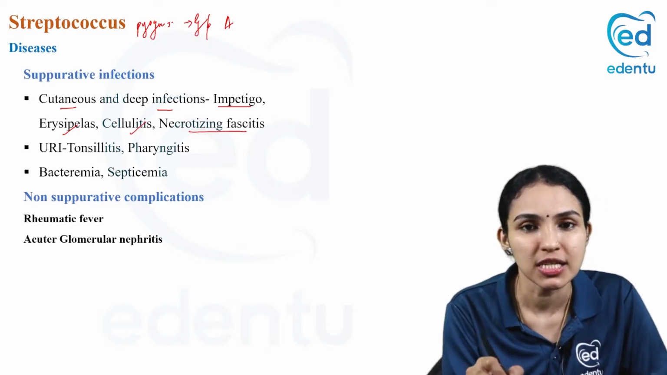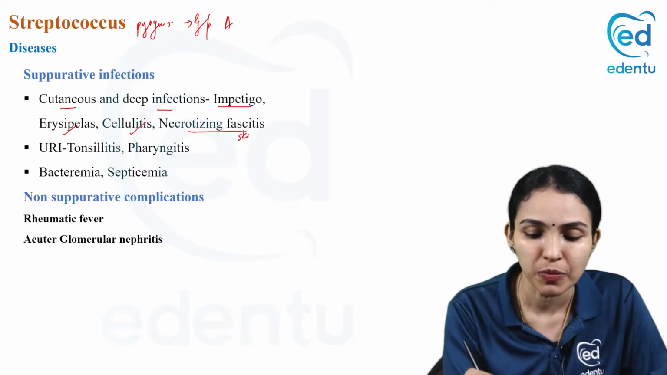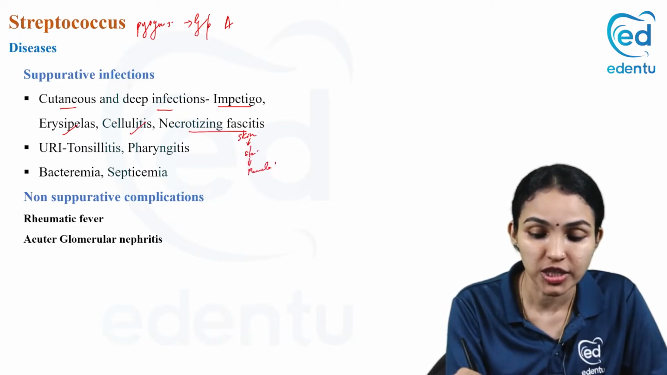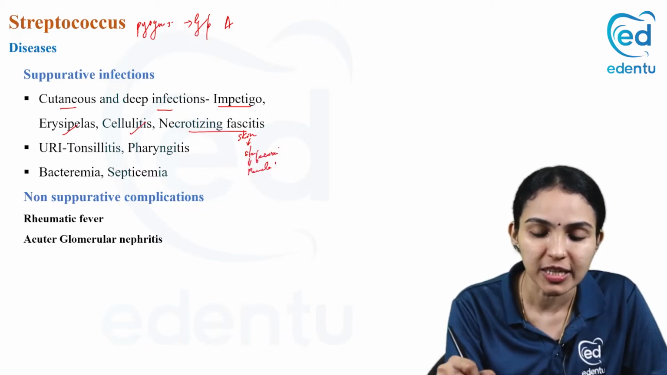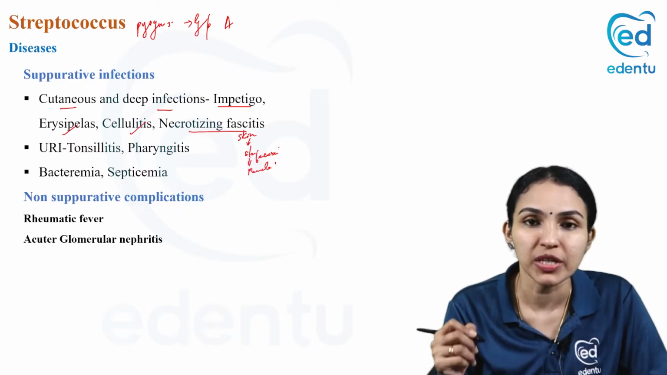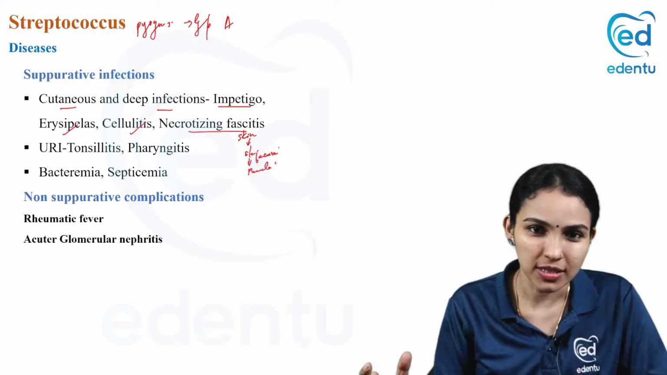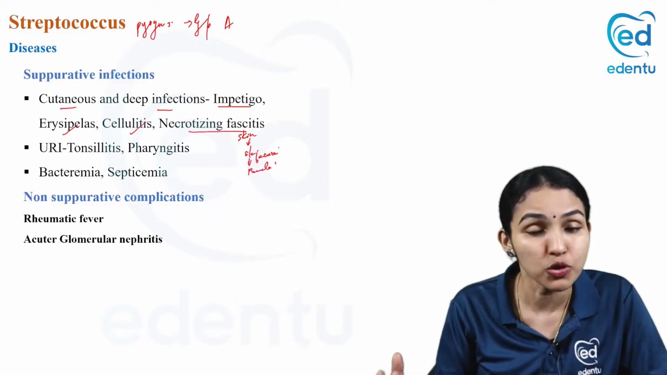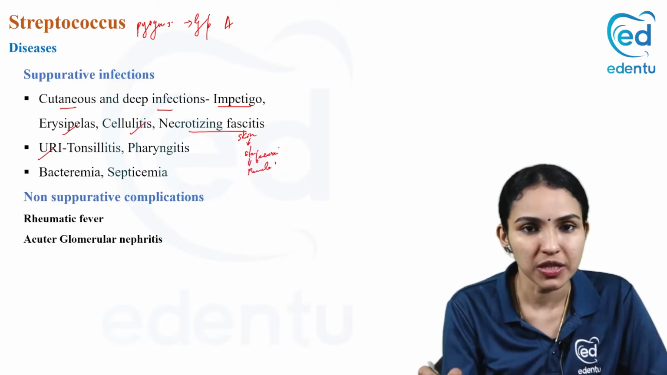Necrotizing fasciitis is a deeper infection produced by streptococci. It will be spreading from the skin to the subcutaneous tissue, to the fascia, and sometimes it can reach up to the muscles. So it is going deeper and deeper. That is what is happening in necrotizing fasciitis. So there will be complete necrosis of the skin and soft tissues up to the fascia and muscles. Now it can cause certain upper respiratory infections.